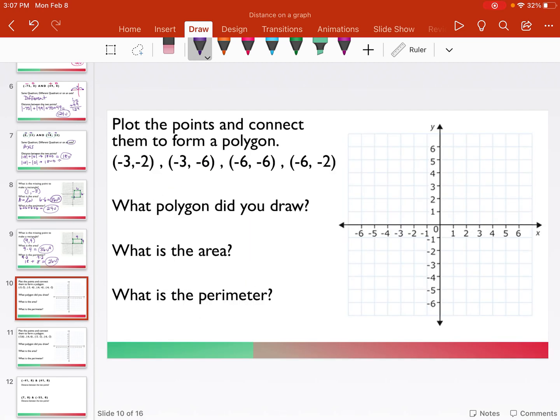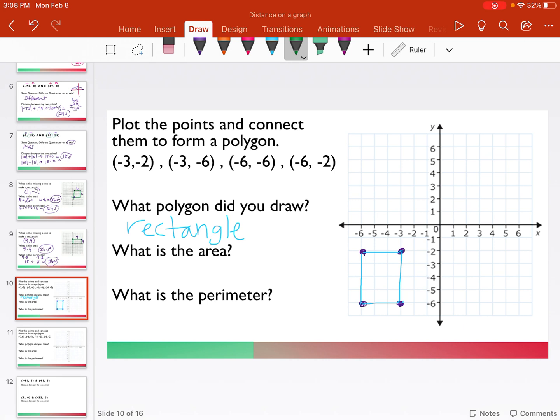Okay, here they want us to plot these points and tell them what polygon we create. So what shape are we making, and then what's the area and perimeter. So first we need to graph it. So -3, -2 is down here. -3, -6, -6, -6, and -6, -2. And if I connect those points, it creates a rectangle.